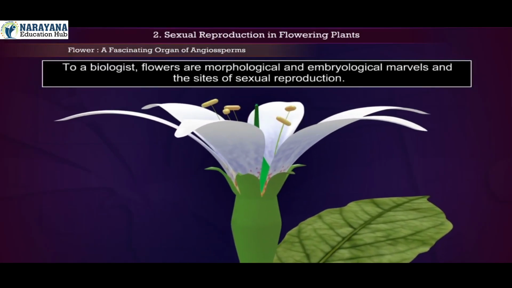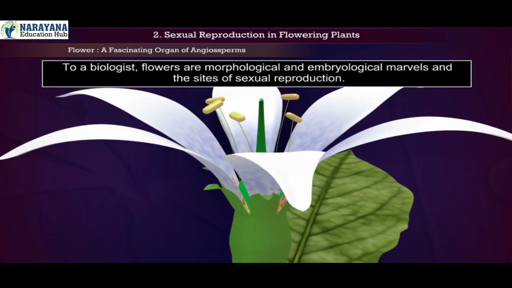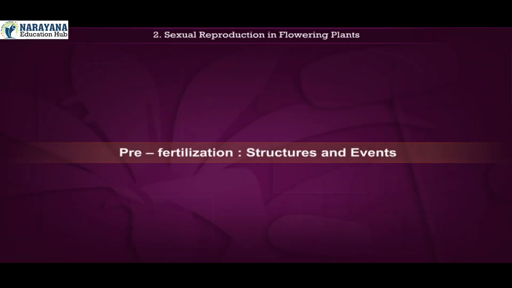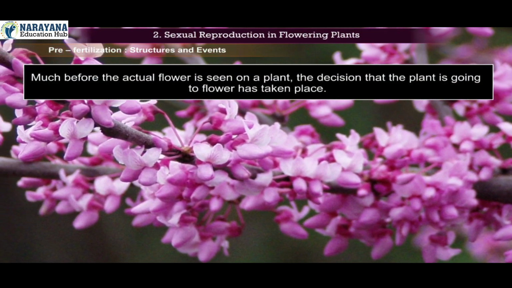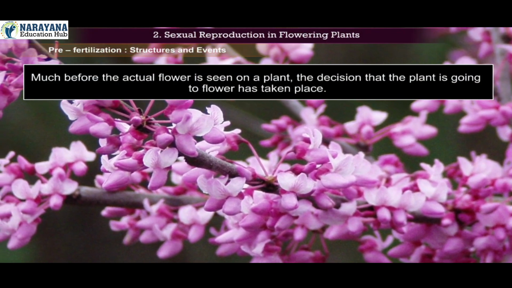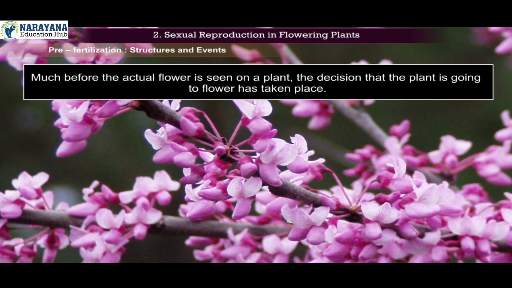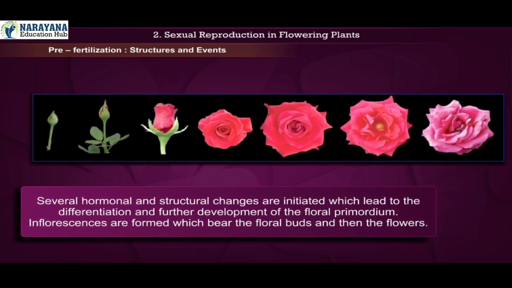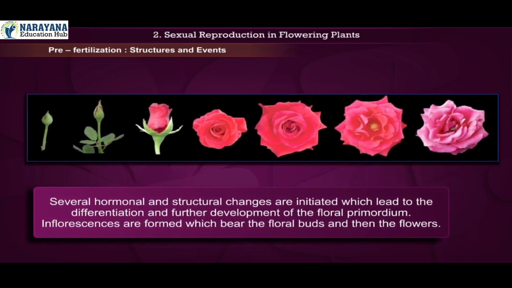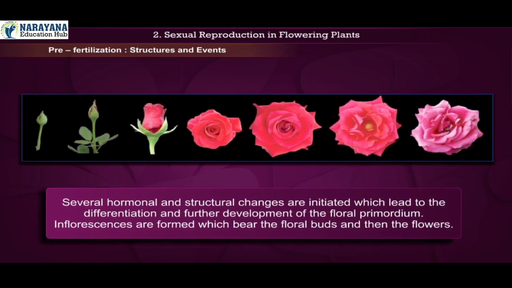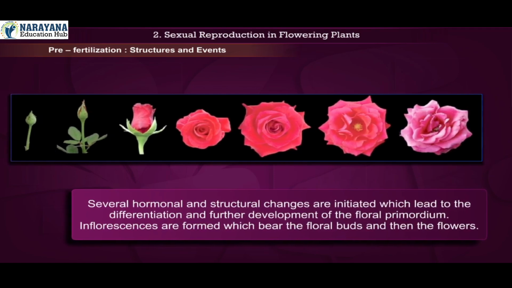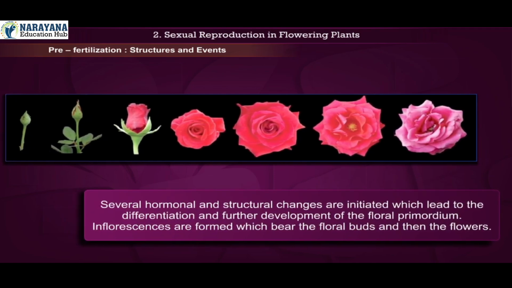To a biologist, flowers are morphological and embryological marvels and the sites of sexual reproduction. Pre-fertilization structures and events. Much before the actual flower is seen on a plant, the decision that the plant is going to flower has taken place. Several hormonal and structural changes are initiated which lead to the differentiation and further development of the floral primordium. Inflorescences are formed which bear the floral buds and then the flowers.